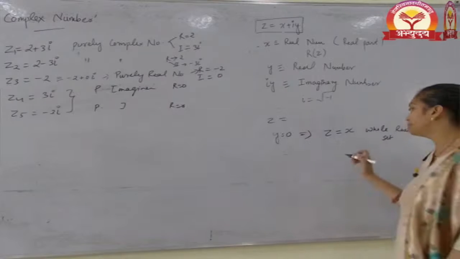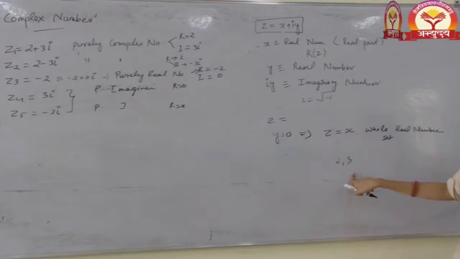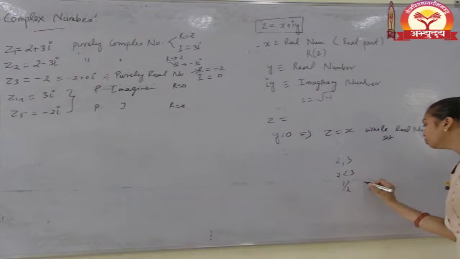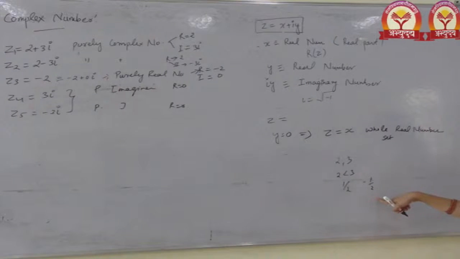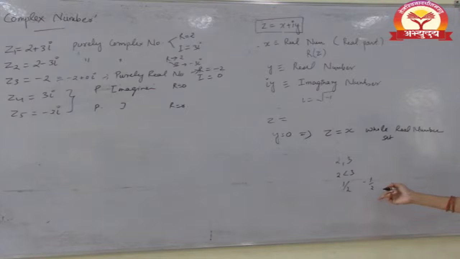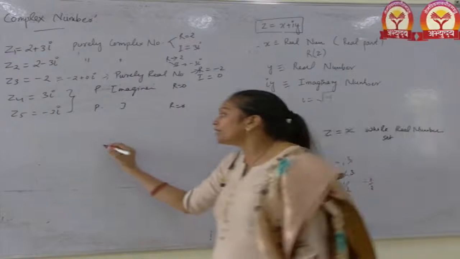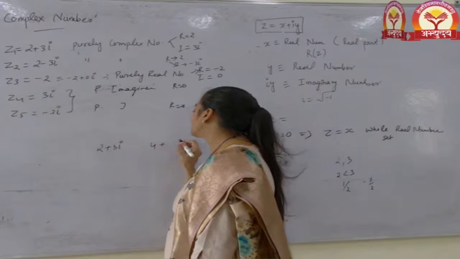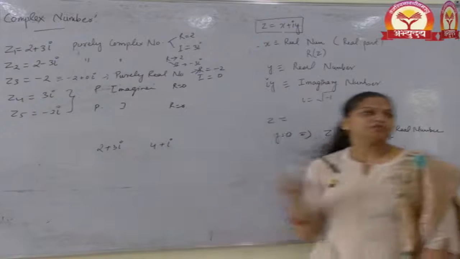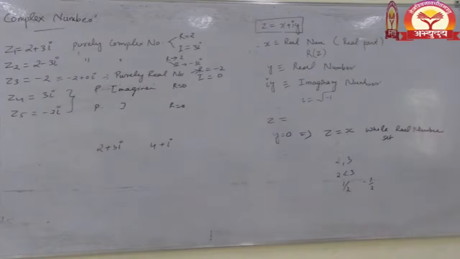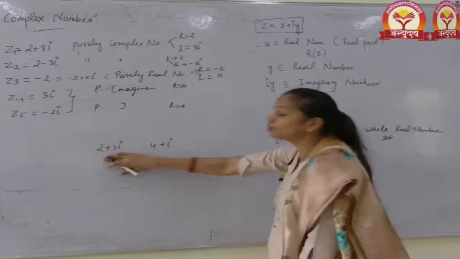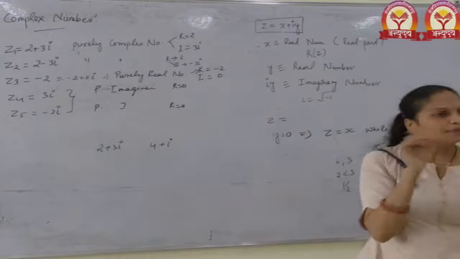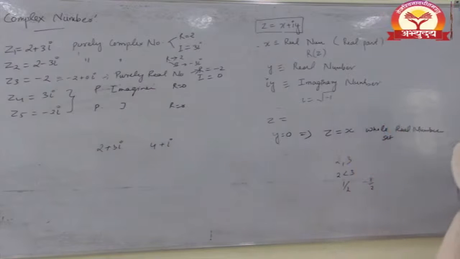In real numbers you know 2 and 3, what is the relation between 2 and 3? 2 is less than 3. Okay, 1 by 2 and minus 1 by 2, what is the relation between these? 1 by 2 is greater than minus 1 by 2. Okay? In complex numbers like 2 plus 3i and, say, 4 plus i, which one is greater or which one is smaller? We cannot define it because only equality is defined for complex numbers. Inequality is not defined.